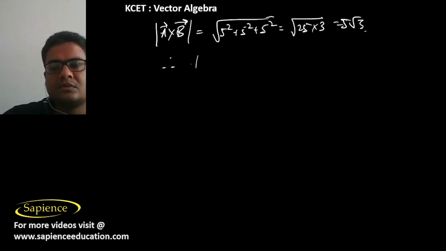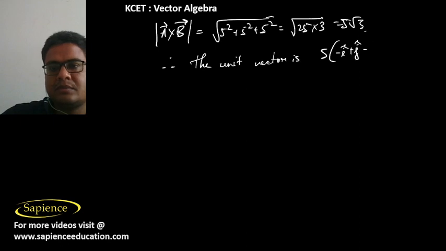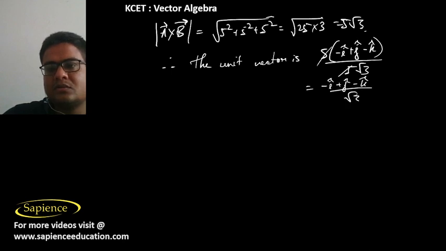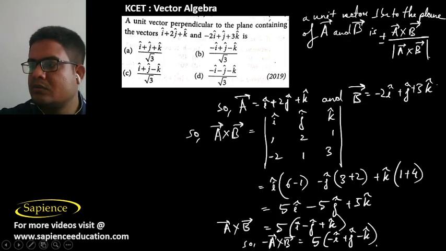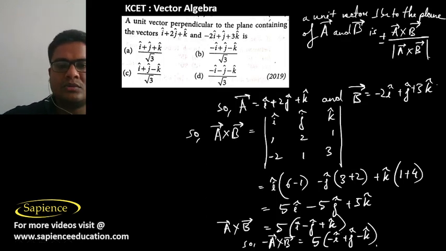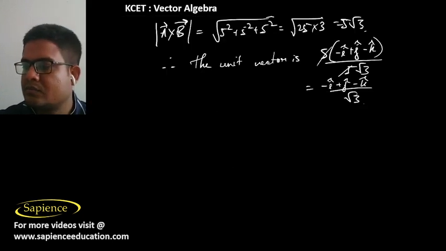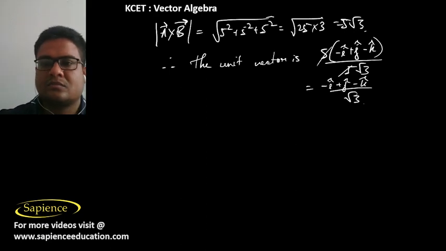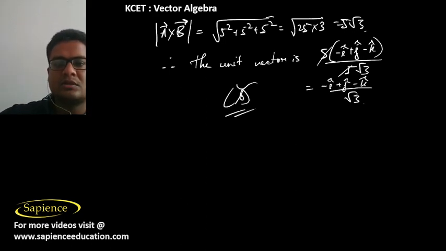Therefore, required unit vector is 5 into minus I cap plus j cap minus k cap divided by 5 root 3. So that is 5 and 5 will cancel. That is minus I cap plus j cap minus k cap by root 3. So option D is the correct answer.